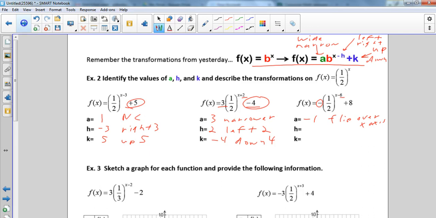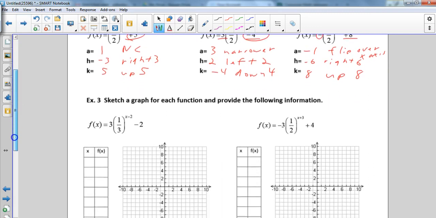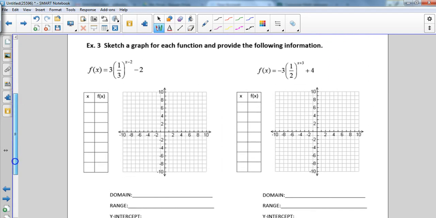H is -6, so it's going to go right 6. And K is +8, so it's going to move it up 8. Once again, the asymptote would be located at y equals 8 for that one. Going a little bit faster on this one because it is pretty much the same as 4.1. Plus 4.1 is kind of long, so if you need to, you can always pause and rewind.